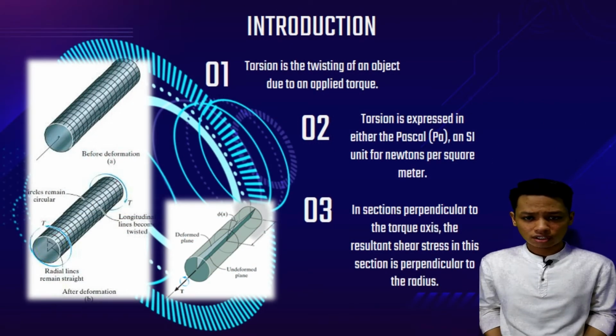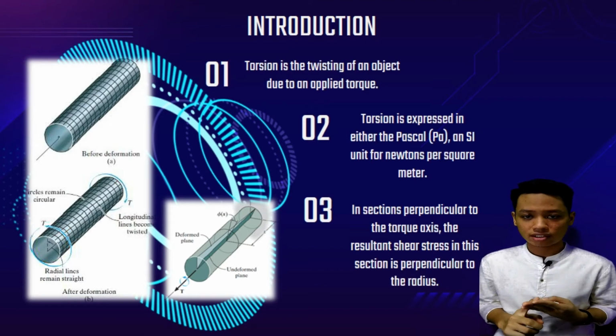First of all, we have three points in the introduction. First, torsion is the twisting of an object due to an applied torque. Second, torsion is expressed in either Pascal (Pa) in SI units, which is Newton per square meter. And the last point is that in a section perpendicular to the torque axis, the resultant shear stress in this section is perpendicular to the radius.